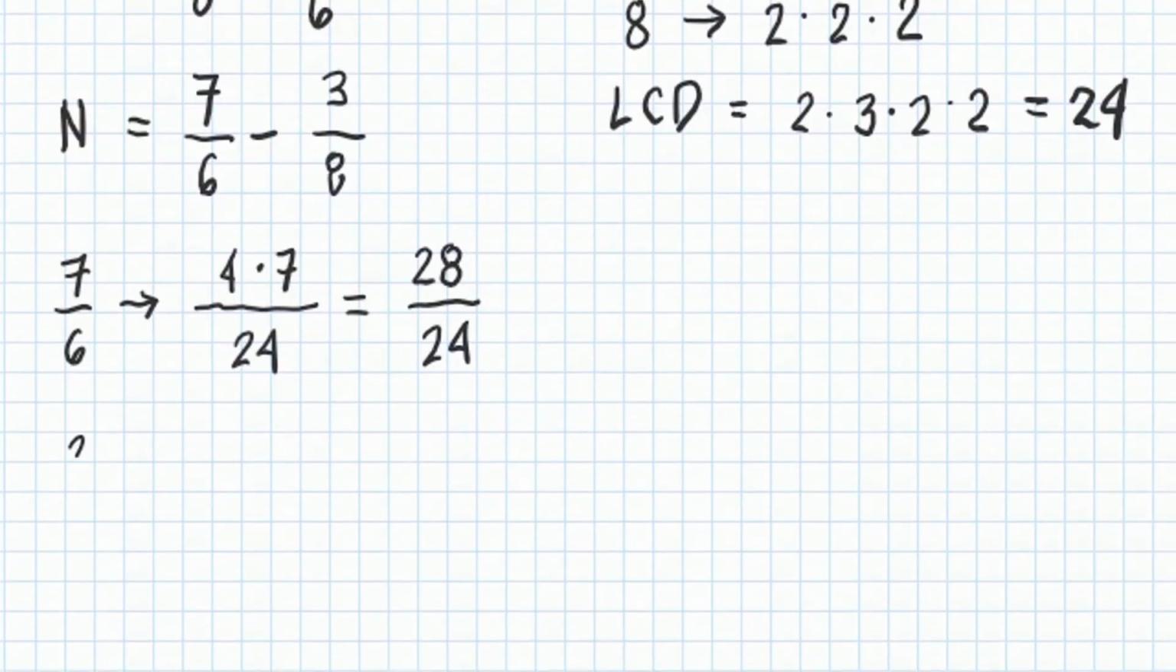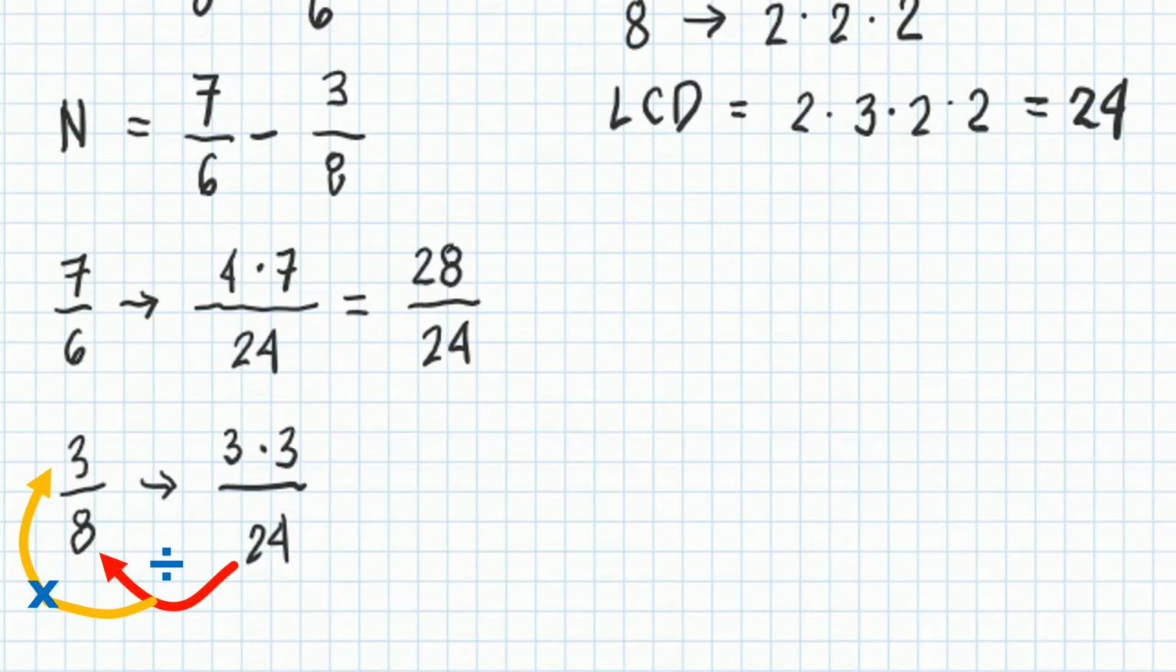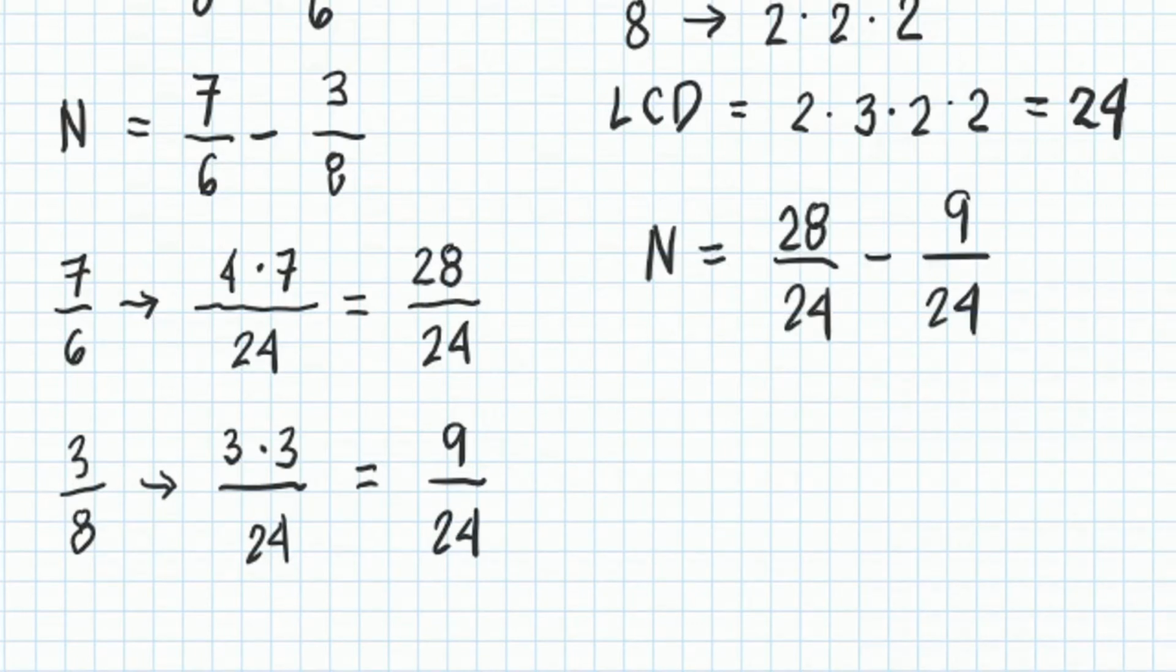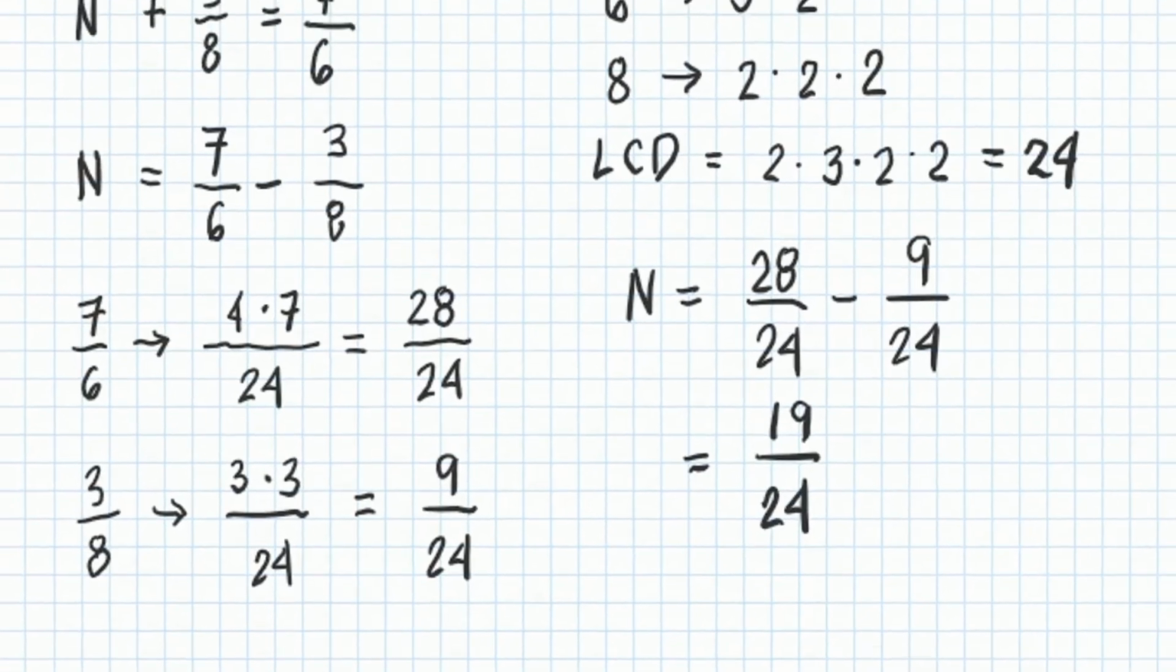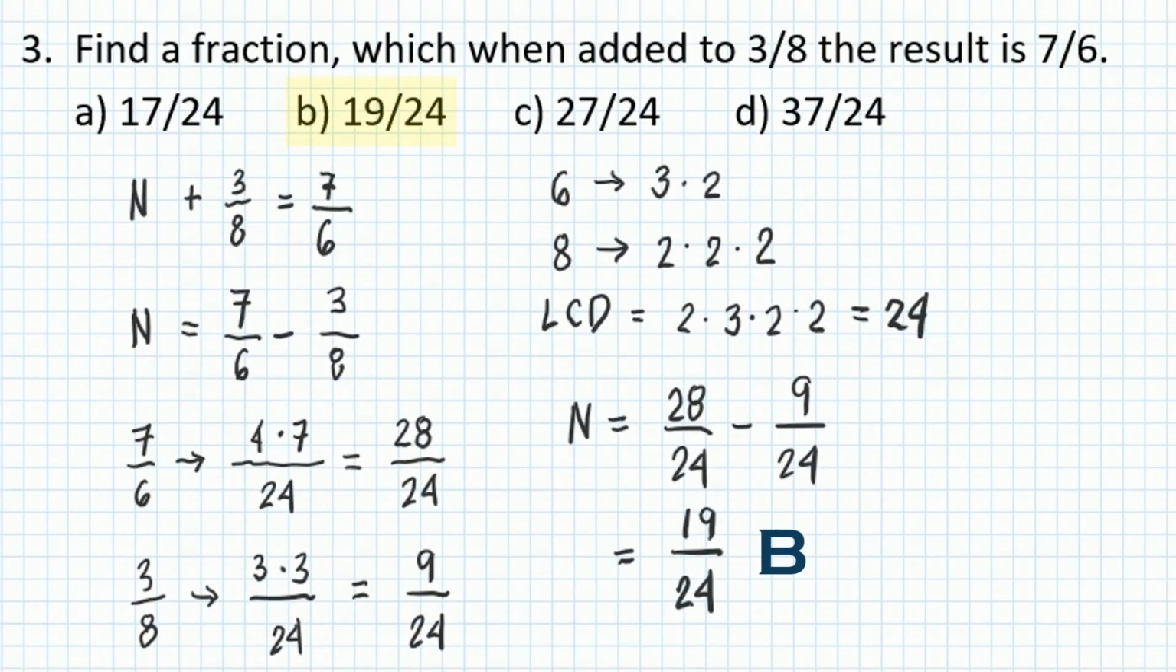Then, we convert the second fraction. We do the same process. 24 divided by 8 is equal to 3. And 3 times 3 is equal to 9. So the new fraction is equal to 9 over 24. Now, we can subtract the two fractions. 28 minus 9 is equal to 19. Thus, we get 19 over 24. This is letter B on our choices.